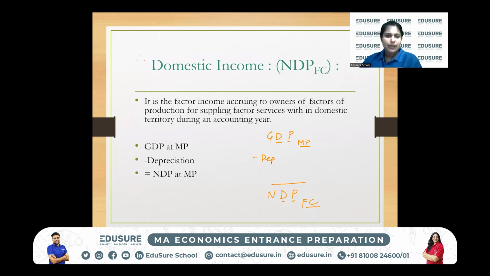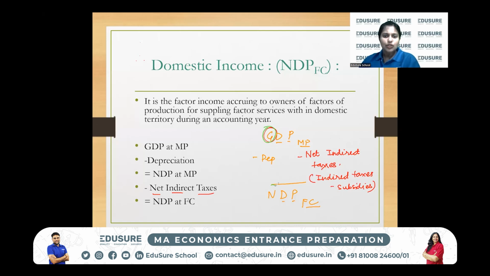When we subtract depreciation from GDP, NDP at MP is formed. NDP at MP. After that, when we subtract net indirect taxes, okay, we go from MP to FC. Net indirect taxes. Okay, what is the meaning of net indirect taxes? It means indirect taxes minus subsidies. G to N is minus depreciation. MP minus net indirect taxes is FC. Ultimately, subsidies are added. So net indirect tax minus net indirect taxes, which is indirect taxes minus subsidies. Okay, so if you open the bracket, it is minus IT plus subsidy.